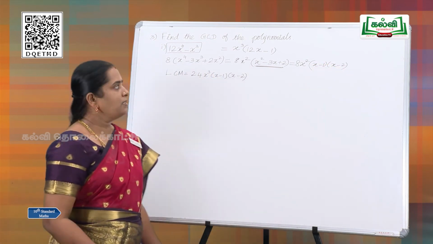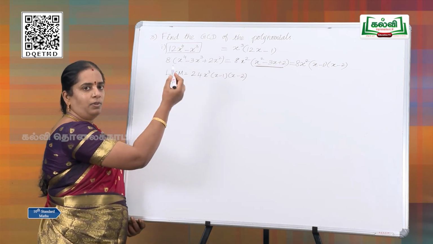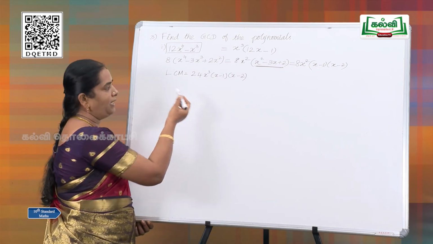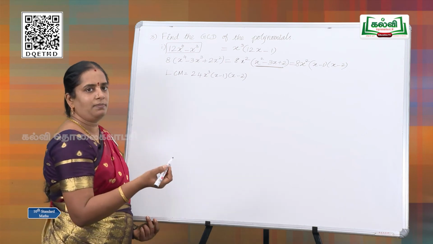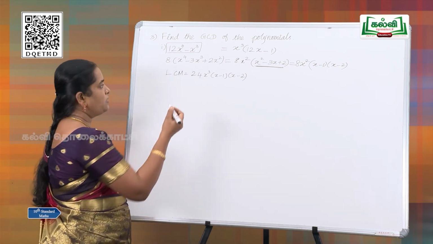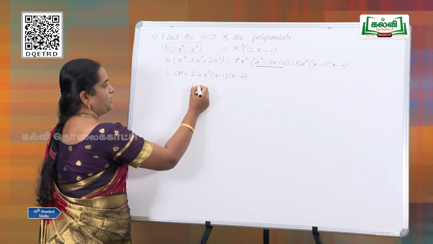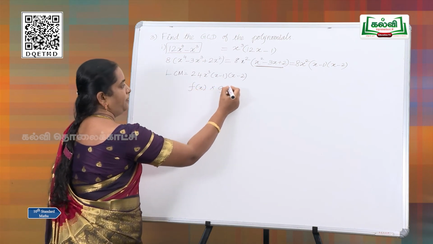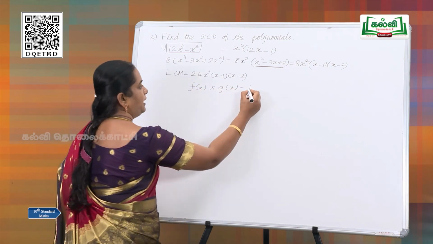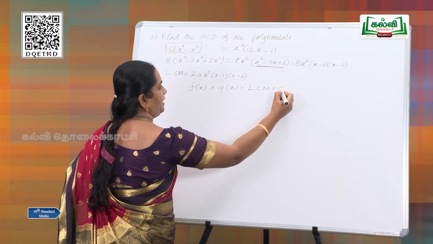Very good. See, we have factored both the polynomials. We have the LCM. We are going to use the relationship and find the GCD. So, can you say the relationship? Yes, f of x into g of x is equal to LCM into GCD.